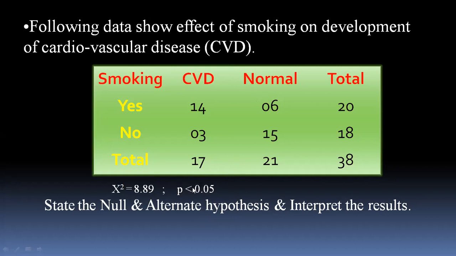So depending on this p-value, you have to interpret the result. So here you need to only state the null hypothesis, state the alternate hypothesis, and interpret the results in terms of chi-square value and p-value. So this is a very simple example for 2 marks. It is given in the practical examination.